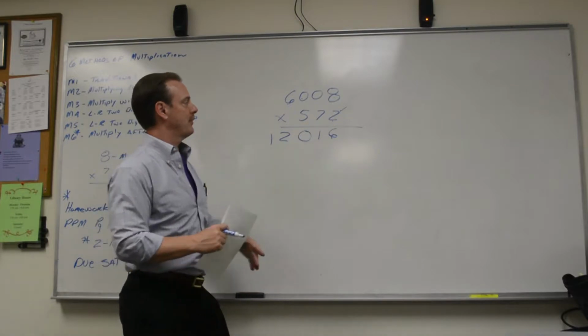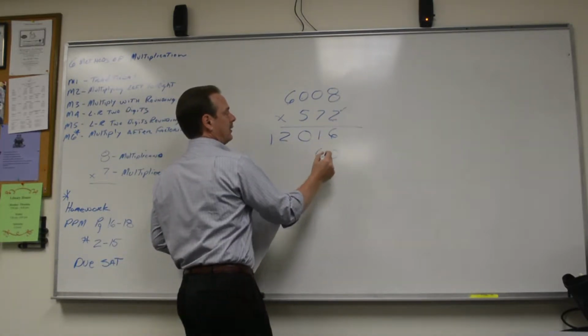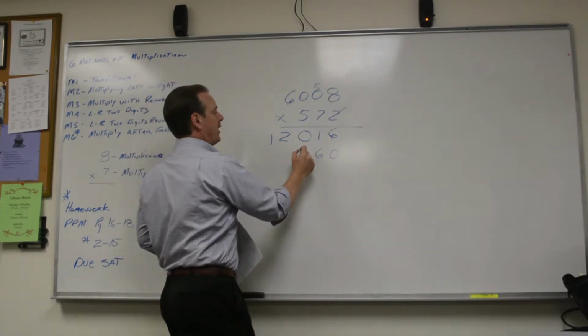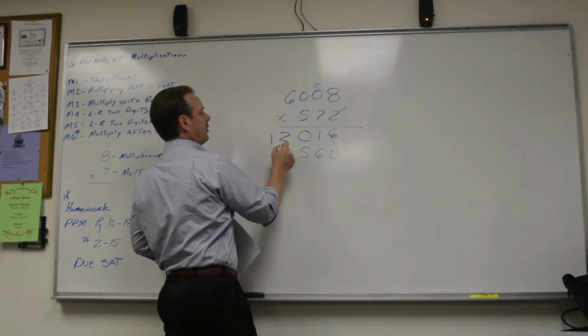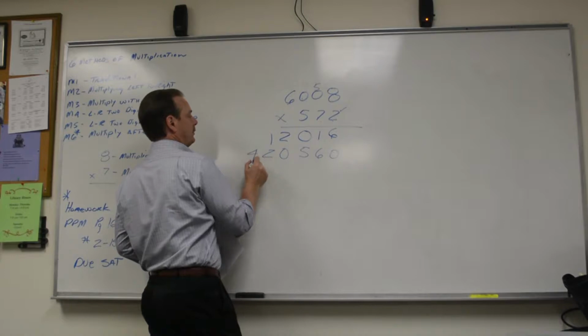Now I'm going to start with the 7, so I start out by putting a 0 here. 7 times 8 is? 56. Put a 5 there. 7 times 0 is 0 plus 5 is 5. 7 times 0 is 0. And 7 times 6 is 42.